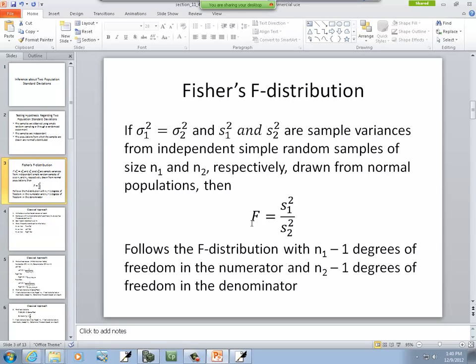And this says if our population variance, sigma sub 1 squared, is equal to sigma sub 2 squared, and S, remember, is our sample variances. So S sub 1 squared and S sub 2 squared are sample variances from independent simple random samples of size n1 and n2 respectively, drawn from normal populations. Then F is equal to S sub 1 squared over S sub 2 squared, which follows the F distribution with n1 minus 1 degrees of freedom in the numerator and n2 minus 1 degrees of freedom in the denominator.